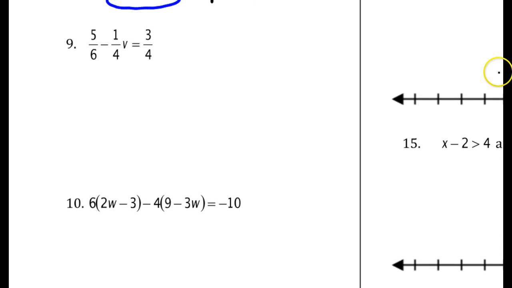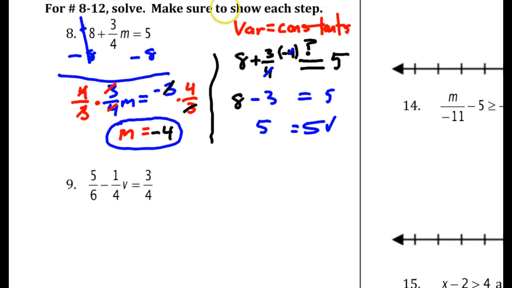Okay, let's go to number 9. Same idea. Some people start getting worried when there's fractions. We're still doing the same steps. Get the variables to the left. In this case, the variables are on the left already. And get all the constants on the right-hand side. So the constants here are 5/6 and 3/4. I'm going to do the exact same steps I would do if they were just integers.